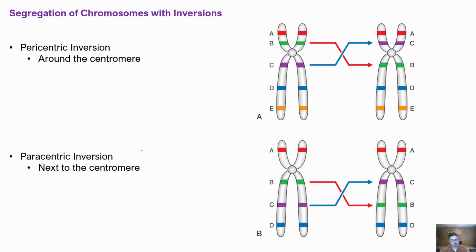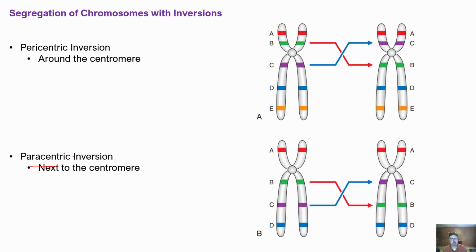A pericentric inversion occurs on one side of the centromere or the other. So notice in this case, A, B, C, and D. B, C, and D are both on this side of the centromere, and then they can get inverted as well. And that would be classified as a pericentric inversion.